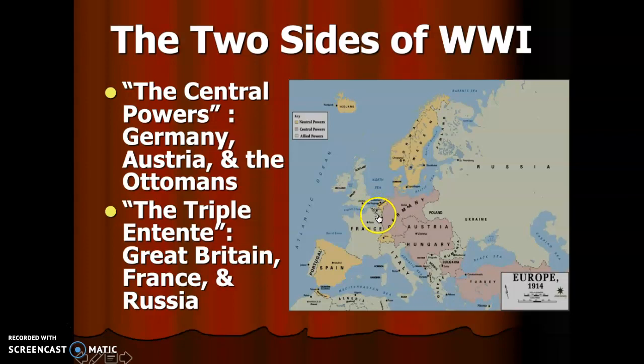Now, in order for the Schlieffen Plan to work, Germany has to get to France through this little country right here that is known as Belgium. And Belgium at this time is neutral, which means they do not want any part of the war. They're not on any side. It's just leave me alone. Just let us live our lives. We don't want to get involved.